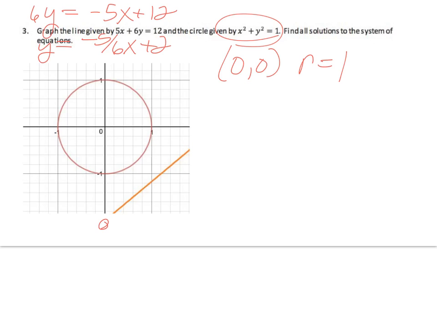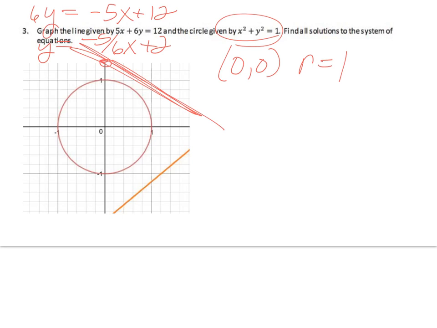So we went 1, 2, 3, 4, 5. Nope. It's completely off. It should be in that direction. Oh, and it should be positive 2. I'm not even looking at the right part of the graph. So my graph should be up here. Still not crossing.